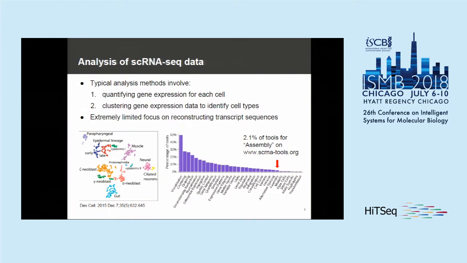Typical analysis methods for single-cell RNA-seq data involve quantifying gene expression for each cell, followed by clustering gene expression data to identify specific cell types. However, there is very limited focus on reconstructing transcript sequences.